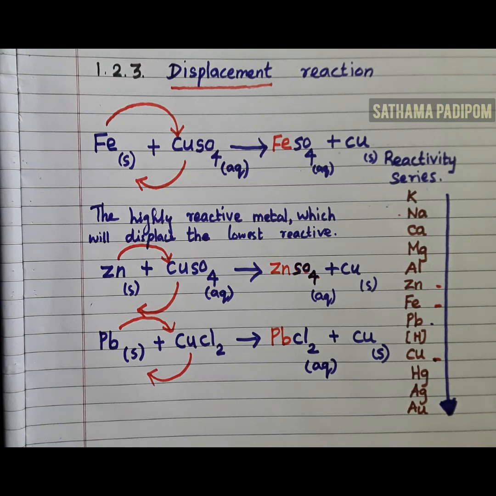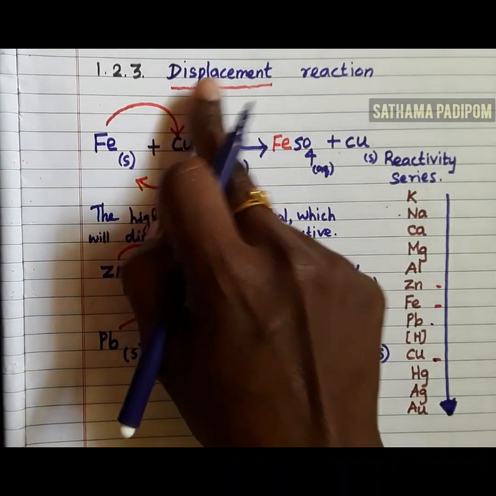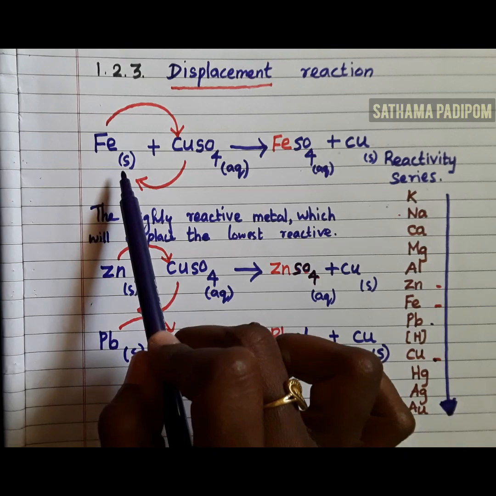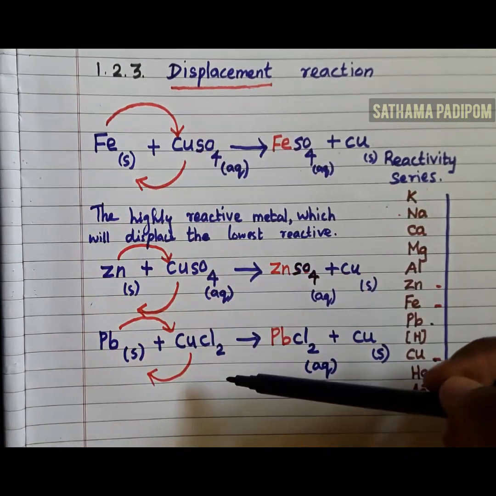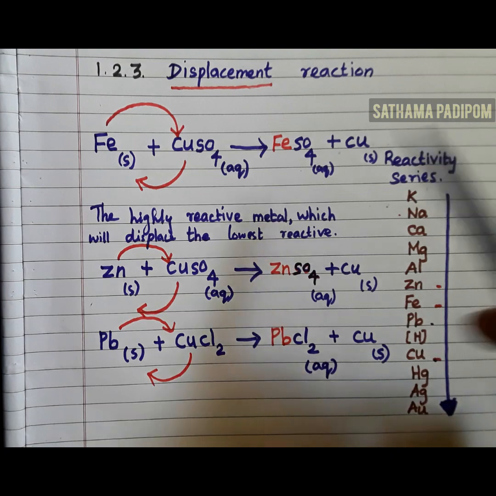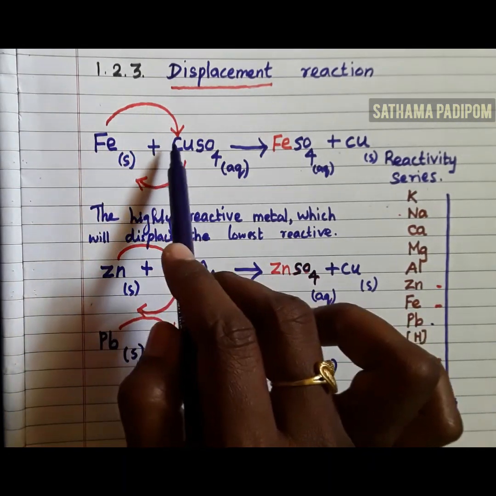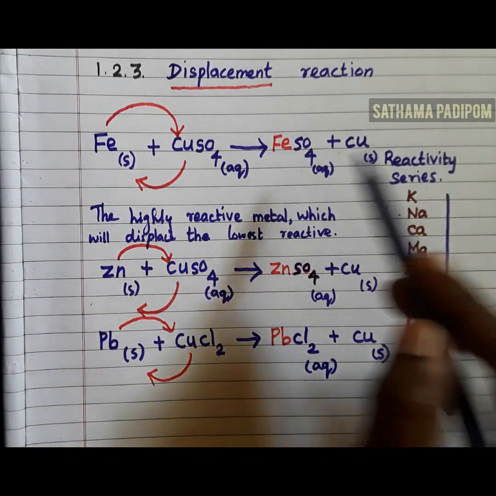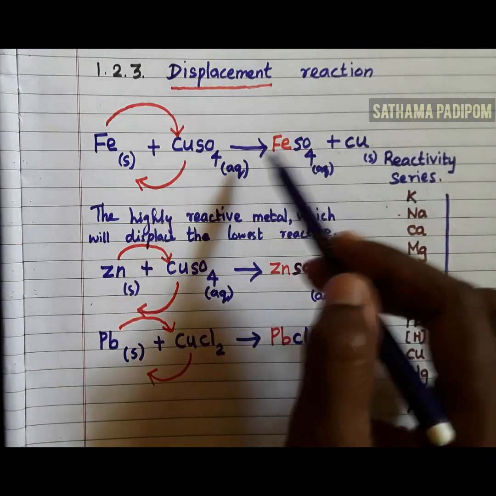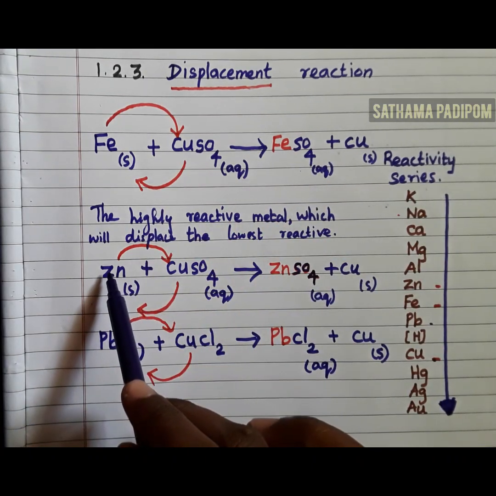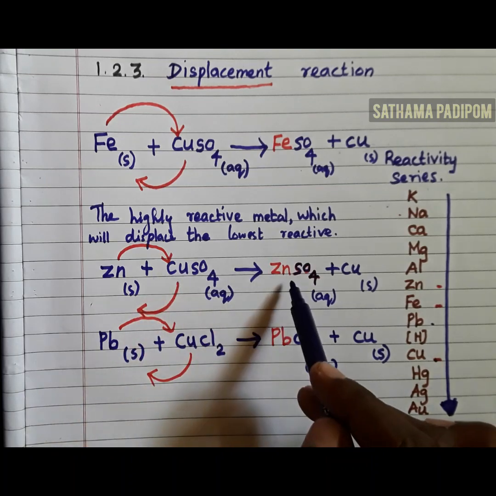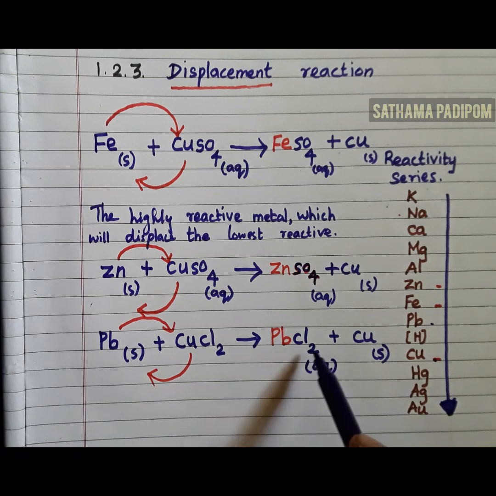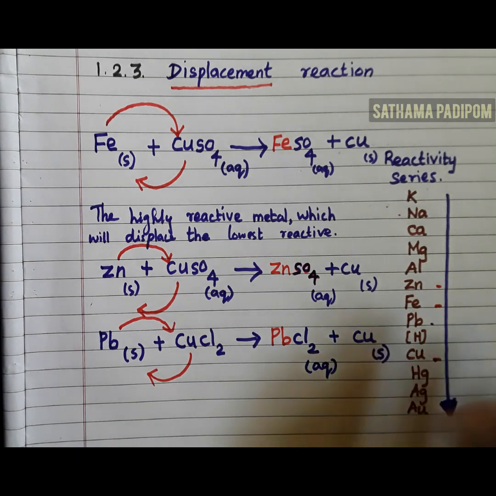Are you clear? Shall we recall once again? So what is the displacement reaction? The highly reactive metal which will displace the lowest reactive metal easily. The example for the displacement reaction here, iron with the copper sulfate. Iron is the highly reactive metal compared to the copper, so which displaces the copper easily. So here the formation of ferrous sulfate. Okay, iron sulfate. Next, copper displaces, and here the next example, zinc plus copper sulfate, getting that zinc sulfate and copper, and lead with the copper chloride, we are getting that lead chloride with copper. Okay, are you clear in this?